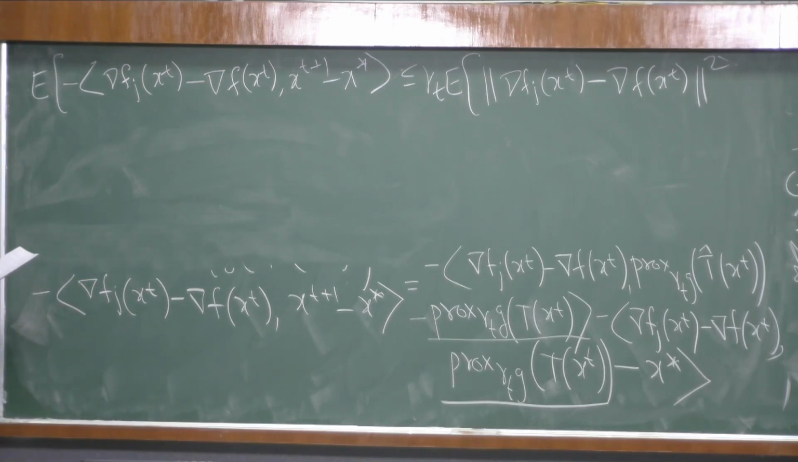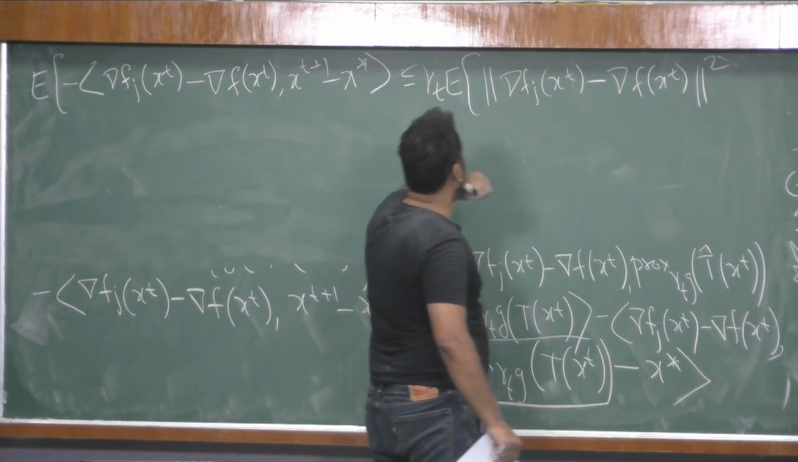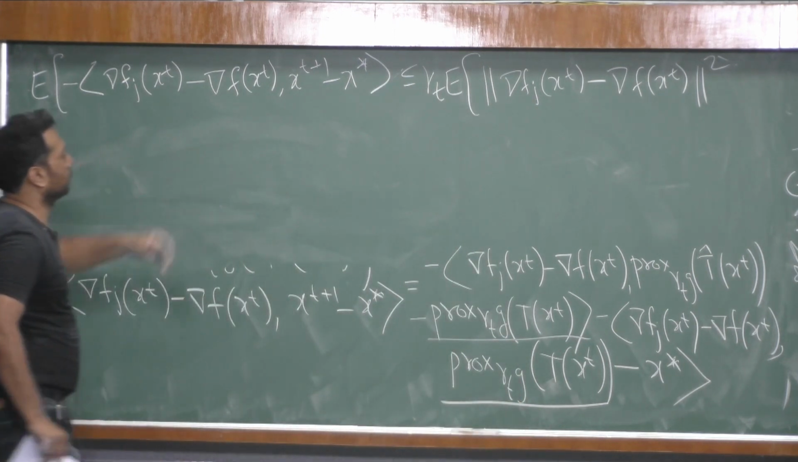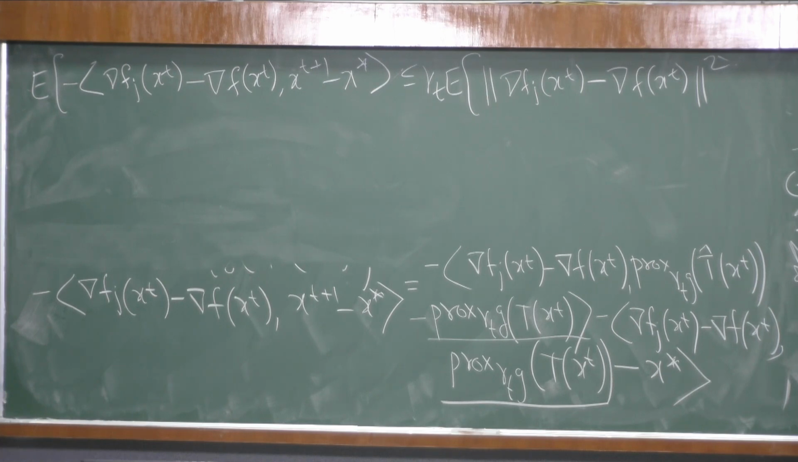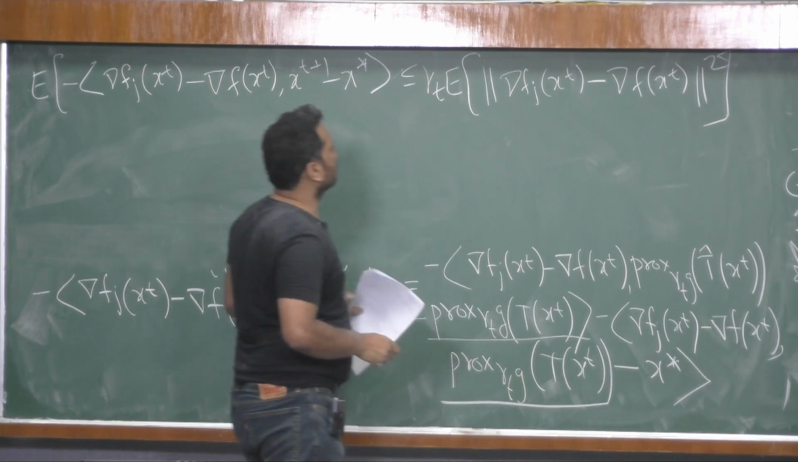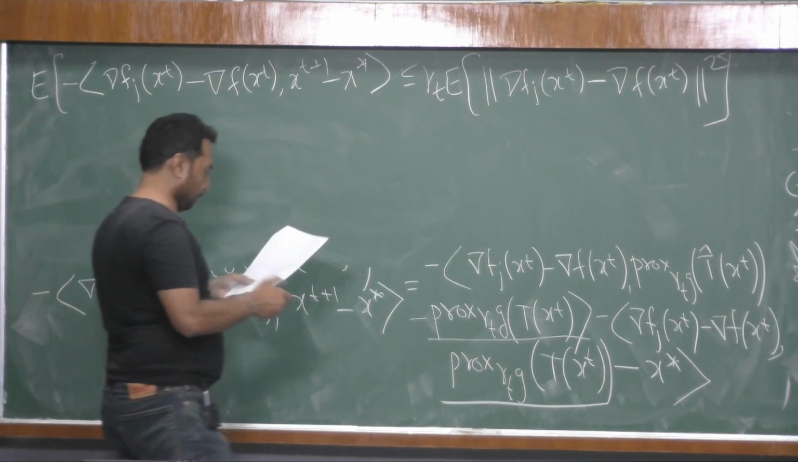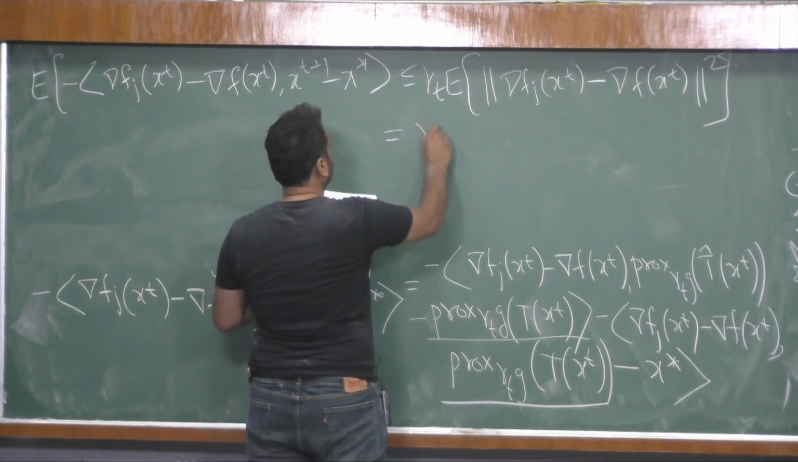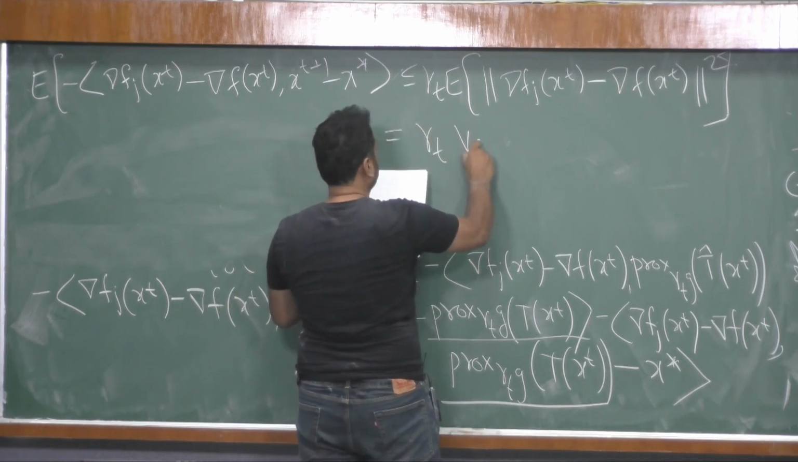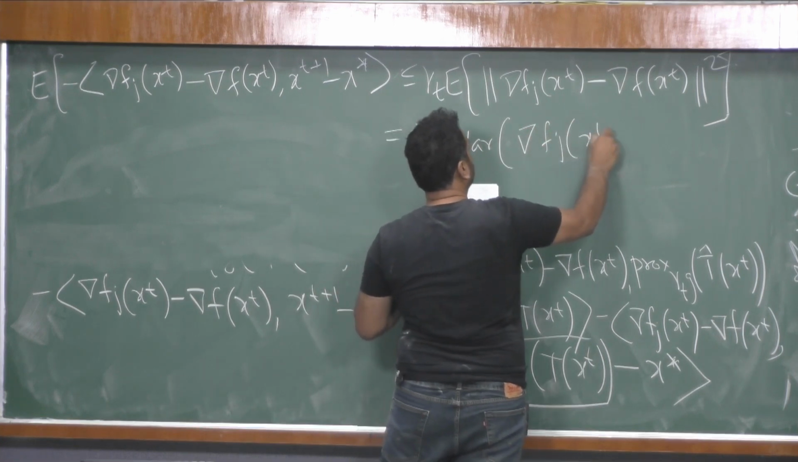And this is the variance, because this guy is the expectation of this, right? So this is x minus mu whole squared form. So this is the variance of grad f j xt. So this is equal to gamma t variance of grad f j xt.